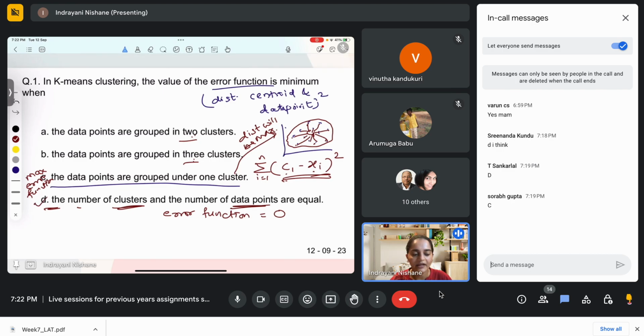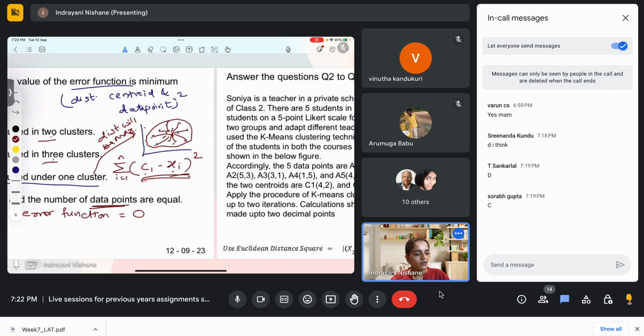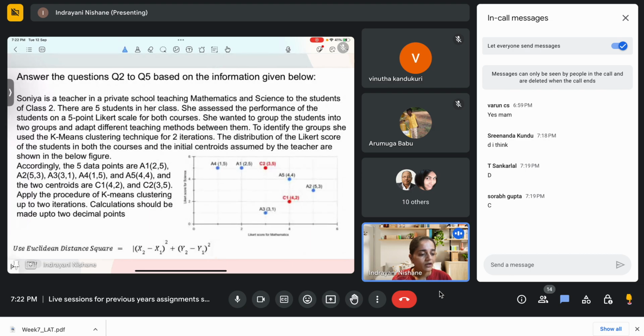Yeah. So the correct answer is option D. Now we have come to questions 2 to 5. This is the theory, or these are the data points which we have to follow. There are data points from A1 to A5, and their values are given. I am requesting you to sit with pen and paper, because this will require a lot of manual calculations.